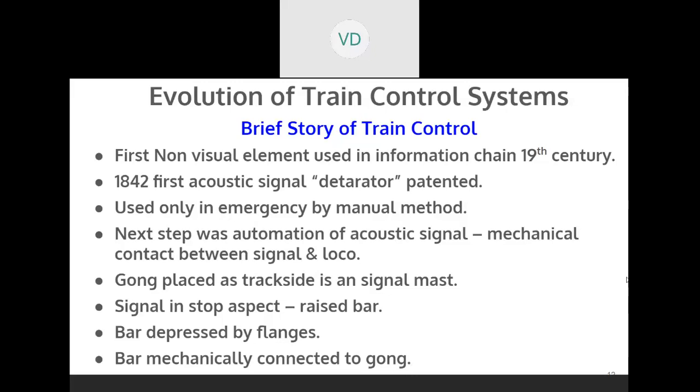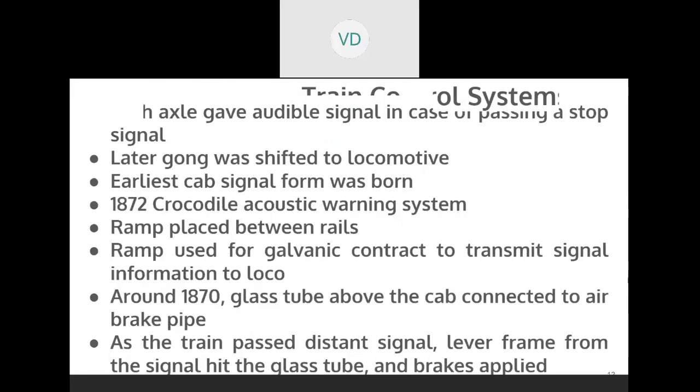So the detonator was automated to the movement of the train. This was the first step. And hearing, of course, the sound, you will know that he has passed a red signal. So each axle gave audible signal. Then they thought, why not shift the sound inside the locomotive? Instead of keeping the sound outside, why not we shift the sound inside the locomotive? So this was the birth of the earliest cab signal.